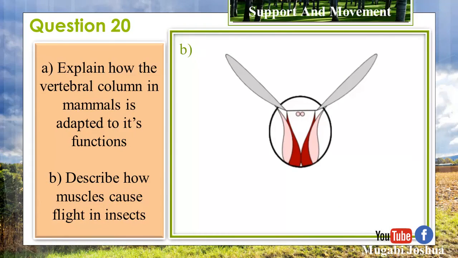Question 20, Part B. Describe how muscles cause flight in insects.